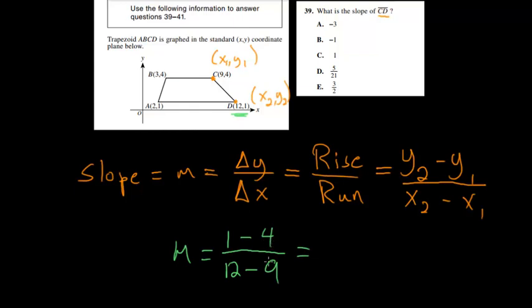Once we've plugged everything in, we just need to carry out the arithmetic. 1 minus 4 is negative 3. 12 minus 9 is positive 3. And negative 3 divided by 3 is negative 1. The fact that we got a negative slope should make sense because this line is sloping downwards. This line over here would have a positive slope, but lines that slope in this direction have a negative slope. So our final answer for the slope of line CD is simply letter B, negative 1.